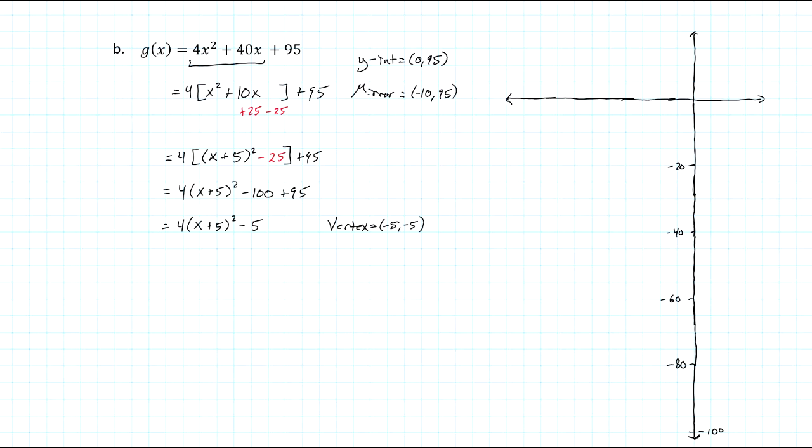Oh shoot, the y-intercept's at 95, not negative 95. Okay, that's actually not so bad to fix. I have to erase these numbers here. But I'm just going to move the x-axis down. So the x-axis is going to now be down here.